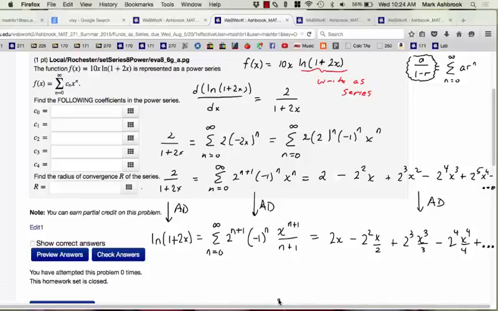What about the 10x? Yeah, we're not done. Okay, so what do we have? We have the function natural log of 1 plus 2x equals this series right here. So this is equal to this. So therefore, if f of x is 10x times natural log of 1 plus 2x, then f of x is also 10x times what? The series. That series. Because that series is the natural log function.